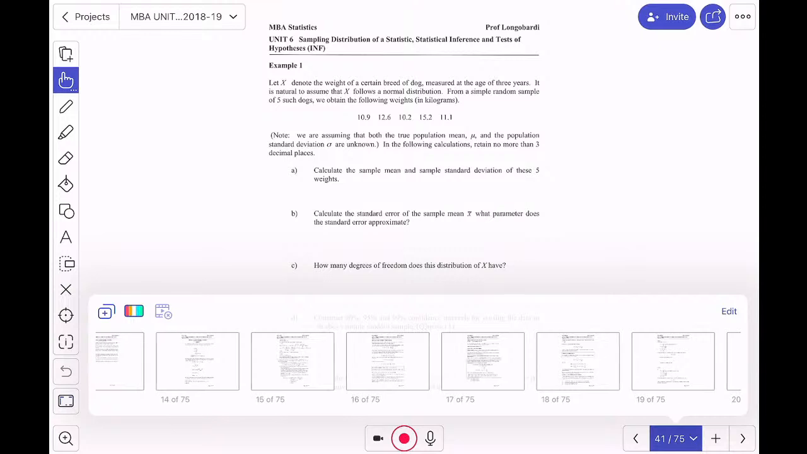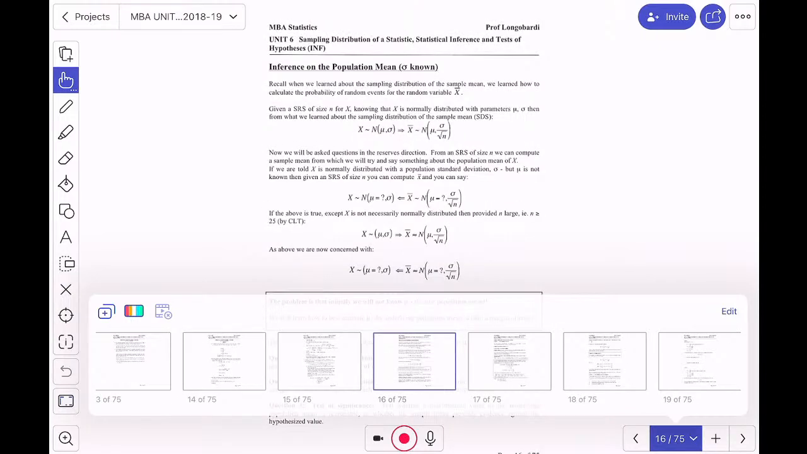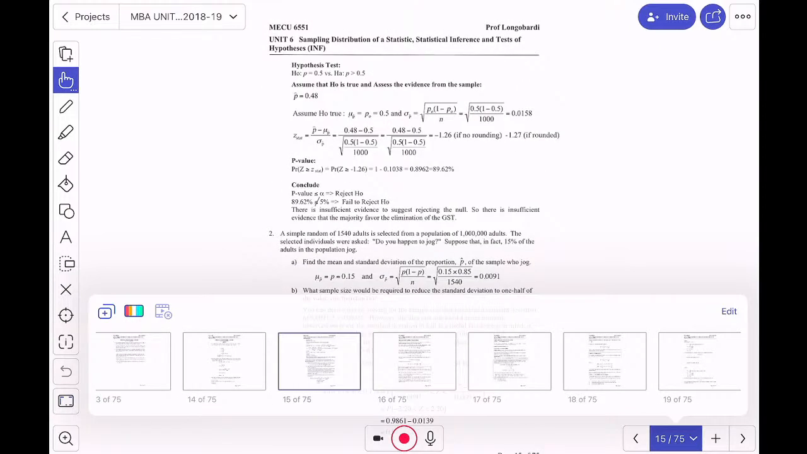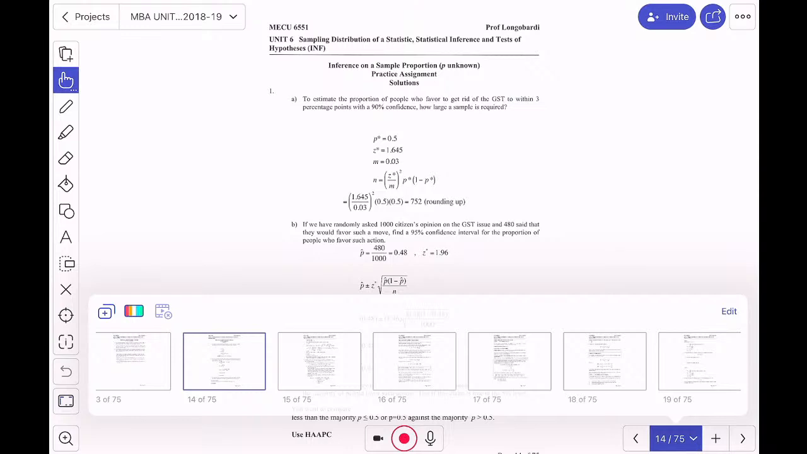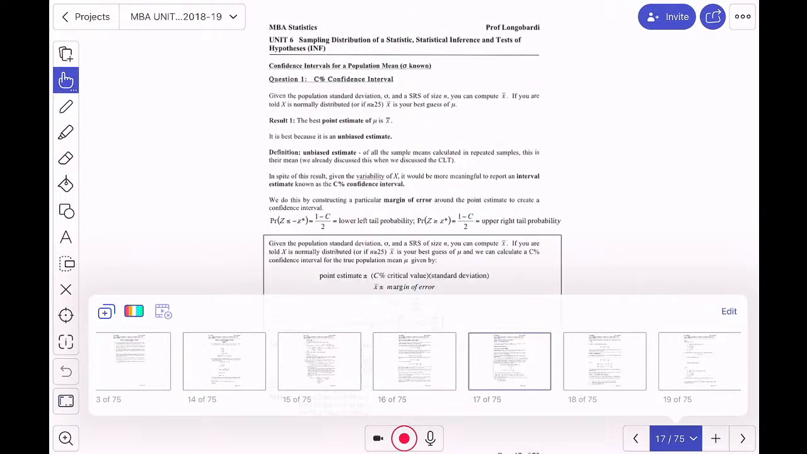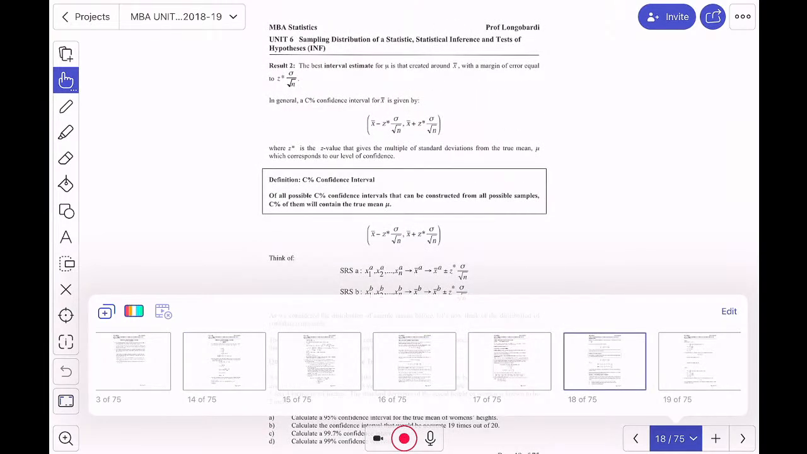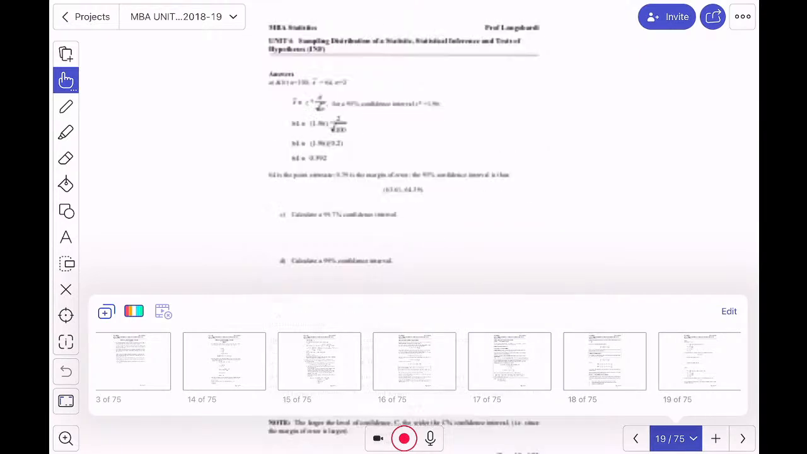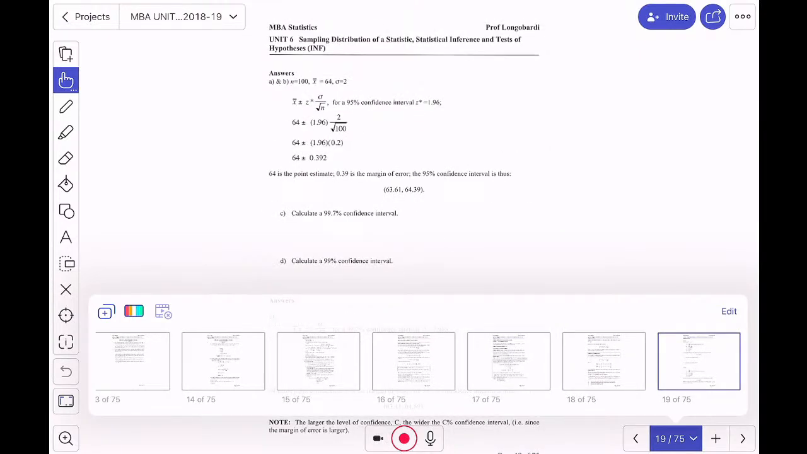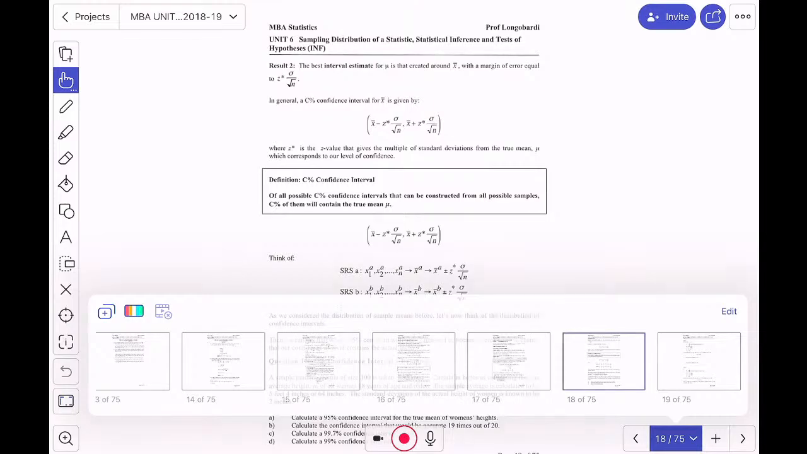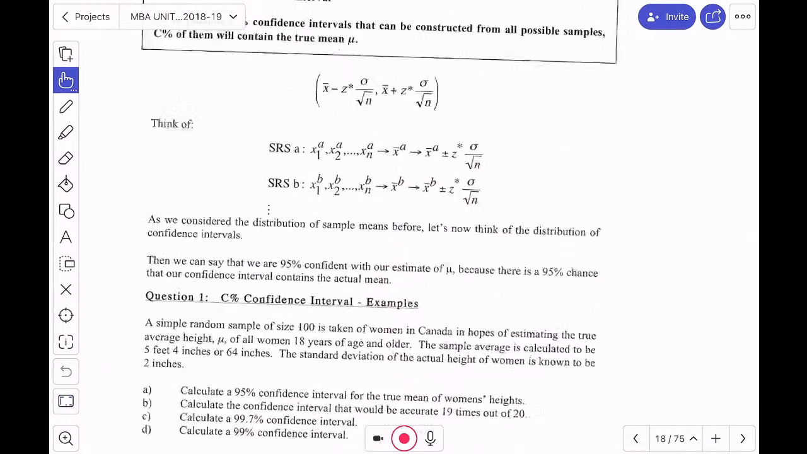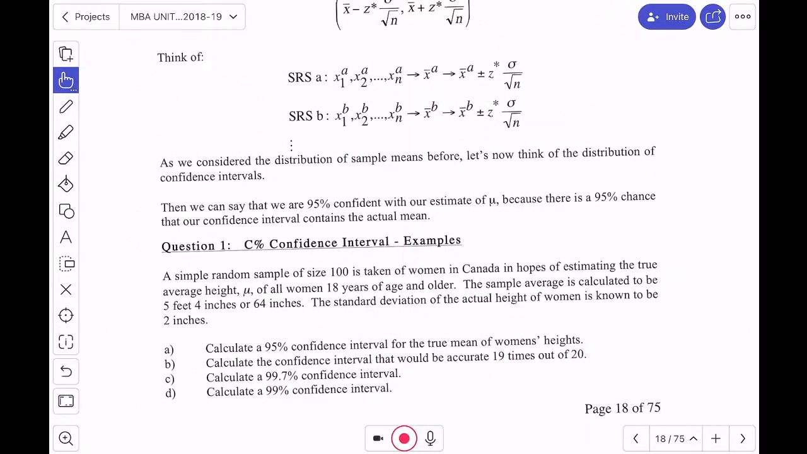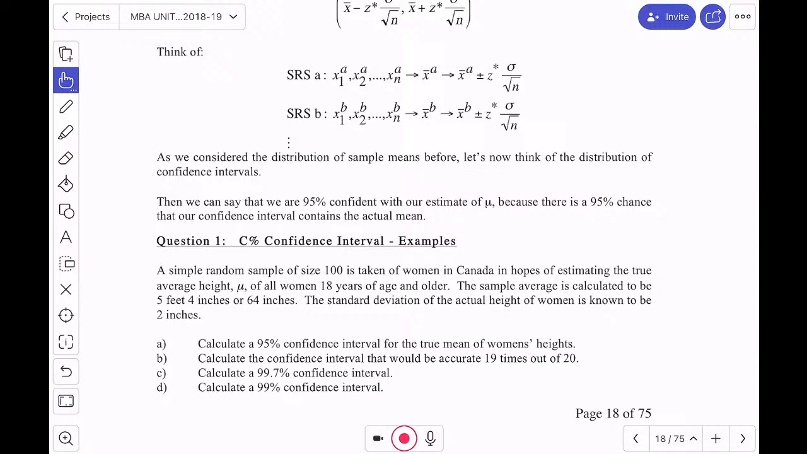Let's go back. So some of you have probably read through the notes. Some of you feel like you know this stuff. That's great. Review doesn't hurt, right? And those who want me to help them get through the notes, I'm here. So what I want to do is begin with the confidence interval. Page 18.